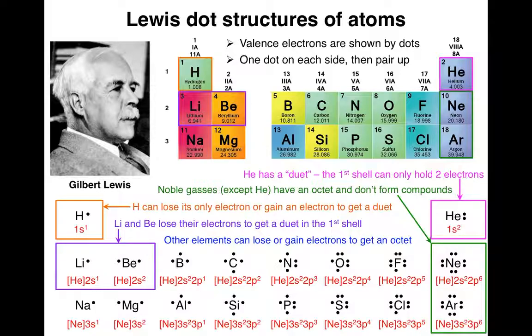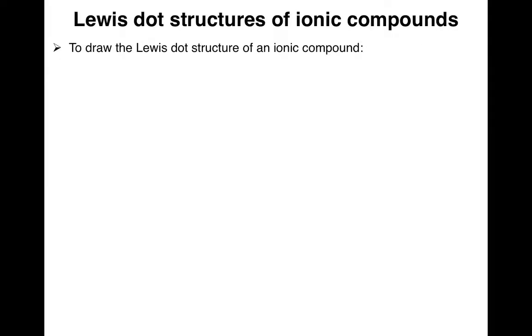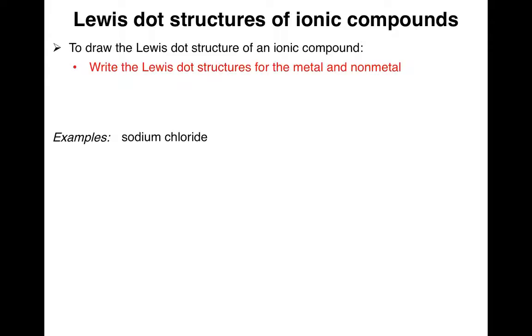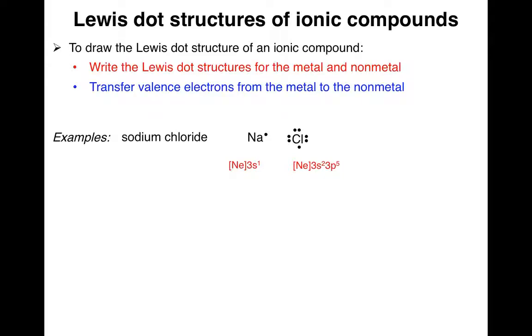Lewis dot structures offer a convenient method for visualizing how electrons are transferred in ionic compounds. Let's look at how to draw the Lewis dot structure of an ionic compound using the example of sodium chloride. The first step is to write the Lewis dot structures for the metal and the nonmetal, sodium and chlorine in this case, side by side. Then the valence electron from the metal should be transferred to the nonmetal.